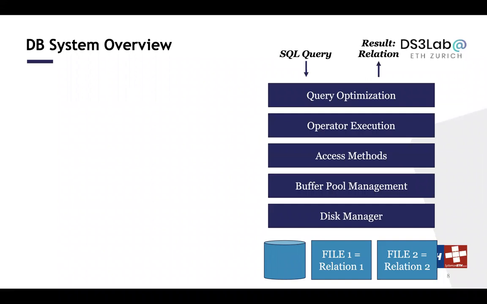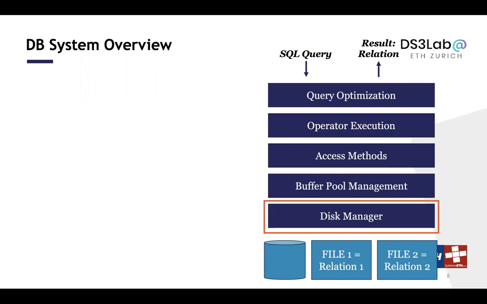So in this course, we are going to go through each of those layers one by one, in the direction from the bottom to the top. Today we are going to talk about the disk manager. Next Wednesday, we are going to talk about the buffer. Friday, we are going to talk about access methods. Then we are going to talk about query optimization. So that is our plan for the next 4 or 5 lectures.